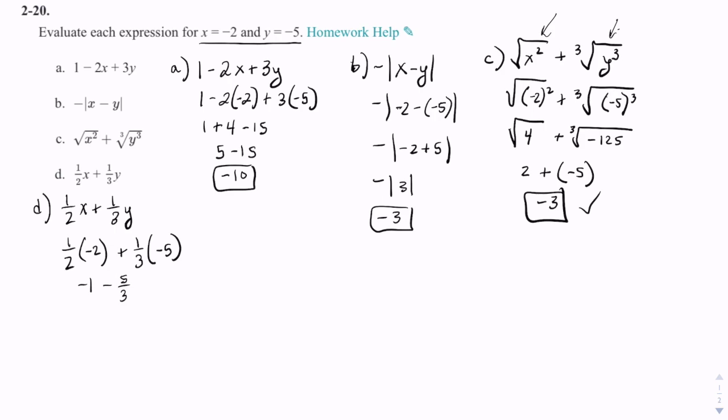So to combine these, it's safest if I use common denominator. So negative 1 is negative 3/3 minus 5/3. That's negative 8/3. Okay, and you do not need to write it as a mixed number. If you did, it would be negative 2 and 2/3, but you can leave it as an improper fraction.